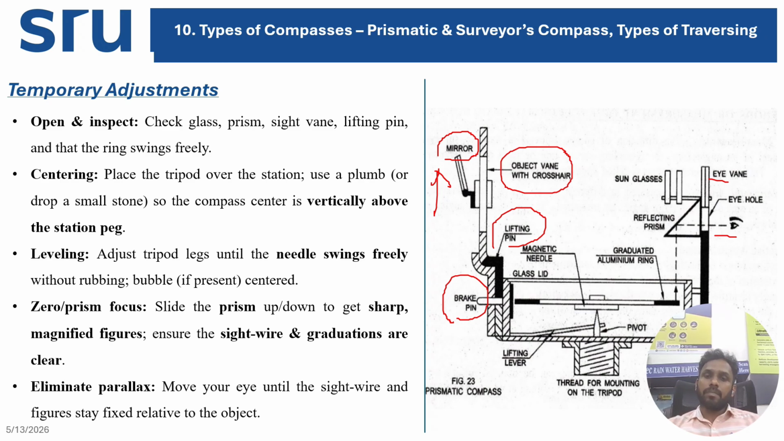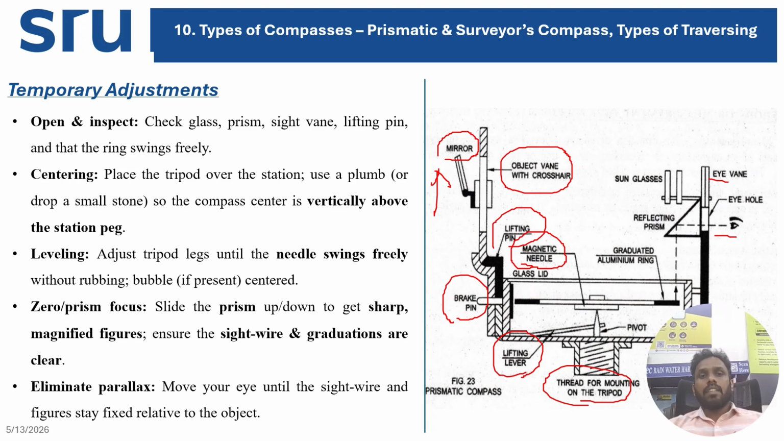Okay, right. So that's a thread for mounting our tripod. So these are the basic parts or components which are used widely for your measurement of your bearing. So the most important part is this magnetic needle. So this is the magnetic needle which will always align itself towards the magnetic north of the earth. Okay, right. So first we'll see the temporary adjustment.